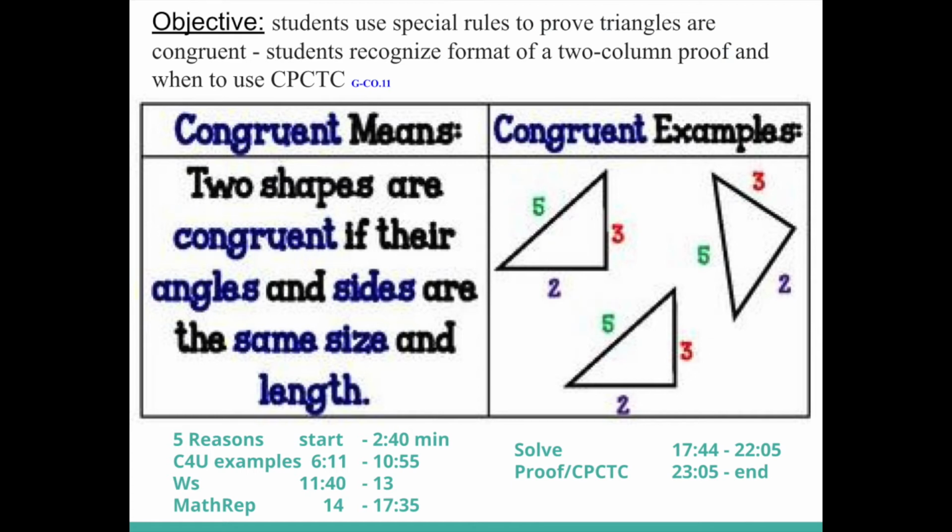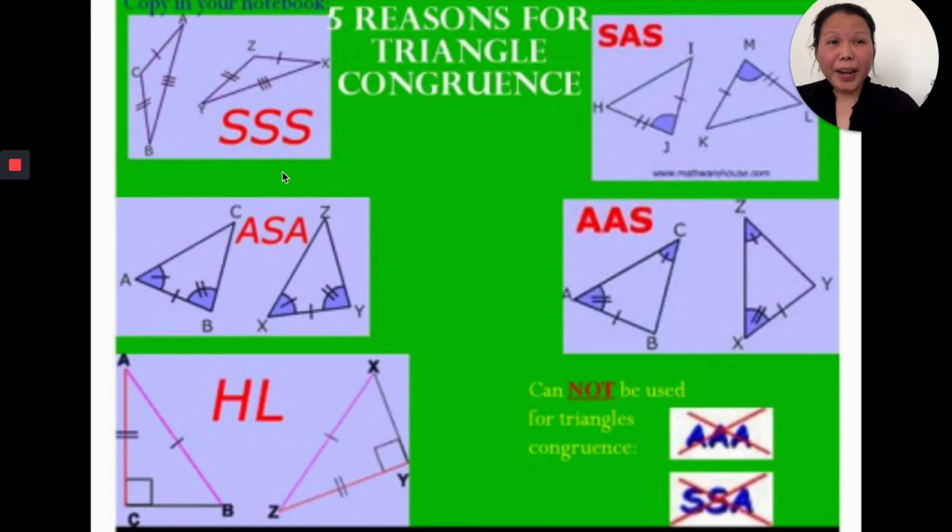Objective: students use special rules to prove triangles are congruent. Hello, in this lesson, I'm going to go over the 5 reasons for triangles to be congruent. 2 triangles can be congruent only by 5 reasons, and we listed them on the screen here for you.